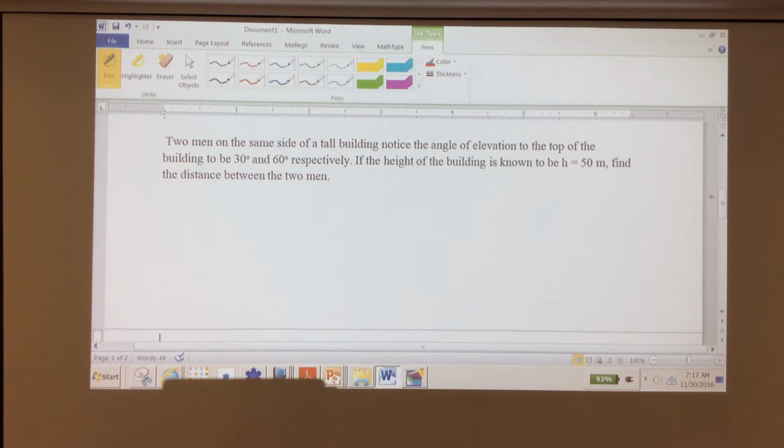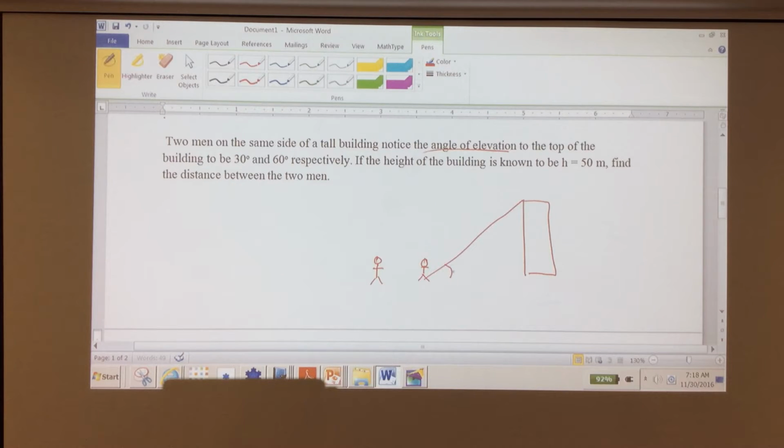Now let's go to a trig word problem. This is where you just want to draw an accurate sketch to match the situation. So we have two men on the same side of a tall building. So here's our building. Two men. There's one. And here's the other one. Now they look up at the top of the building. And that angle of elevation, remember, is always down here from the line of sight up. So it's down at the bottom.